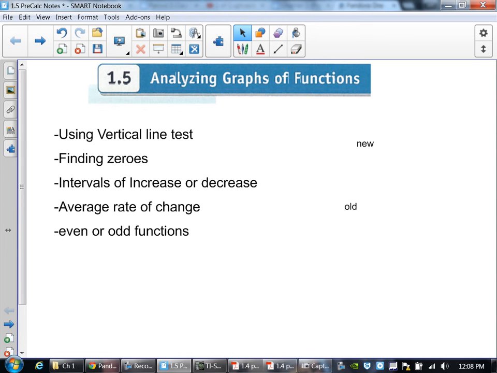So like I said, vertical line test, that's old stuff. You've done that. That's easy. Finding zeros, that's old stuff. You've done that. That's easy. Zeros are when you factored, things like that, where it crosses the x-axis. Increase or decrease, very, very easy to work with. You probably did that. And then, like I said, rate of change is slope, but it just looks weird how they write it out.